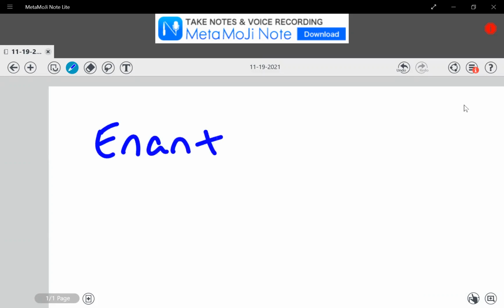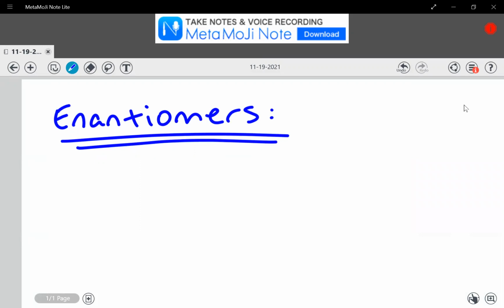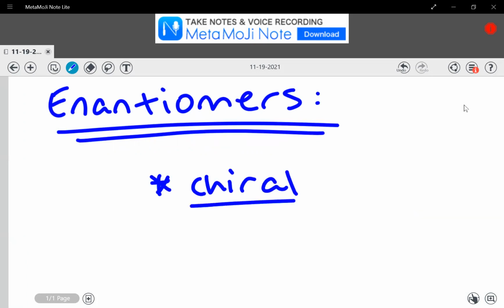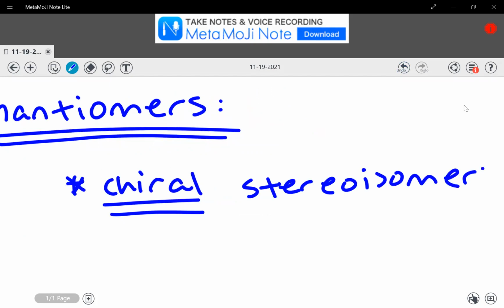Enantiomers. Real simple. They are stereoisomers that are chiral. And I swear to God, you guys better remember what chiral means. Mirror images that cannot match up. No matter how much you rotate them, no flipping around, they don't match up. Right? Chiral stereoisomers.